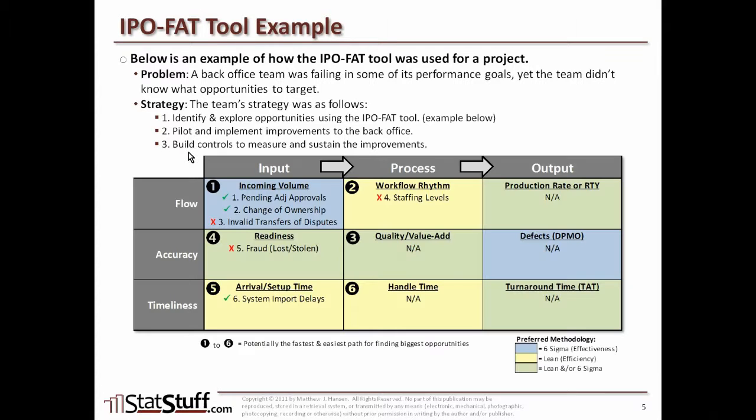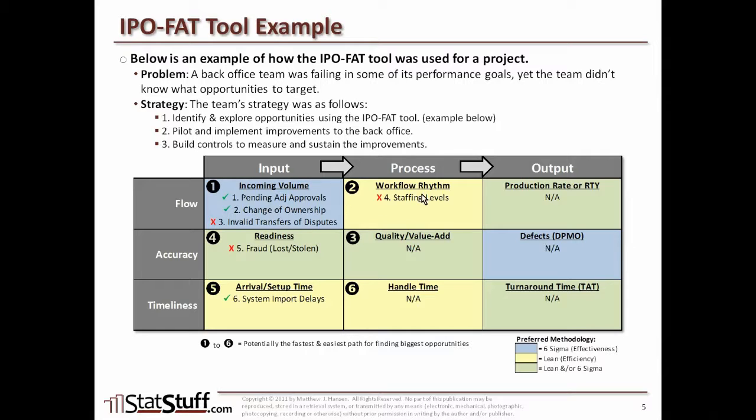So an example of what it might look like for the IPO FAT tool in this particular situation might look like this. By talking with the team, they might identify, well, from the incoming volume perspective, here are these different types of transactions where we might find an opportunity. We might have talked through, hey, there are 3 different ones they identified: pending adjustment approvals, or some change of ownership for the customer transactions, or invalid transfers of disputes. These are just different examples of things they might have come up with.